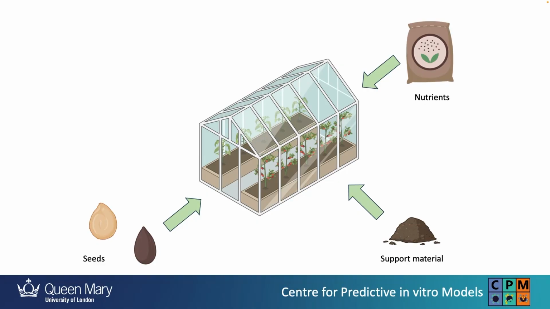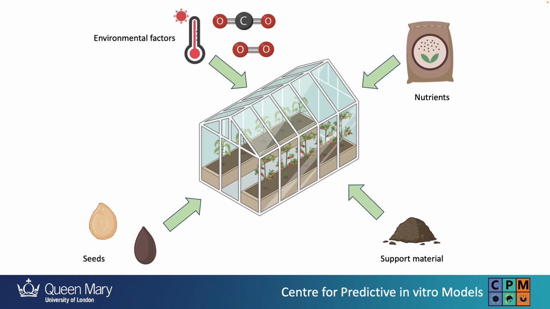We then need nutrients, so in this case fertilizer, to help the plants grow. We need to control environmental factors, so using the greenhouse we can control temperature. We can also control the carbon dioxide, oxygen, the gases coming in and out. And then finally, we need to remove any dead plants that might affect the culture.